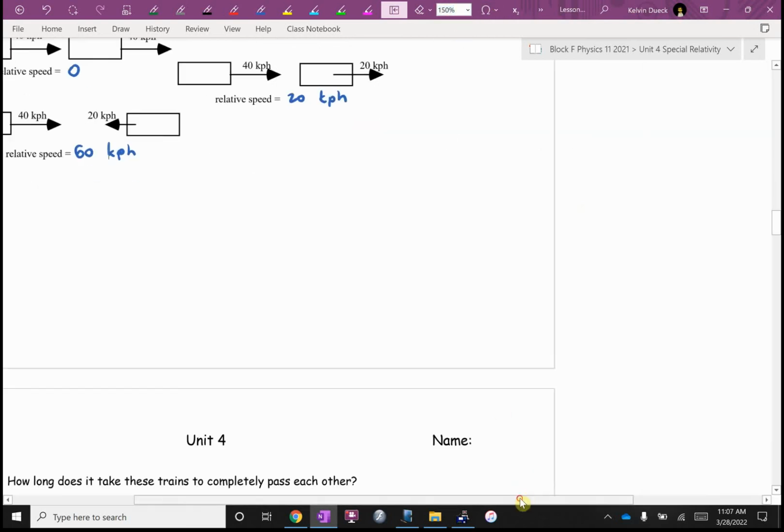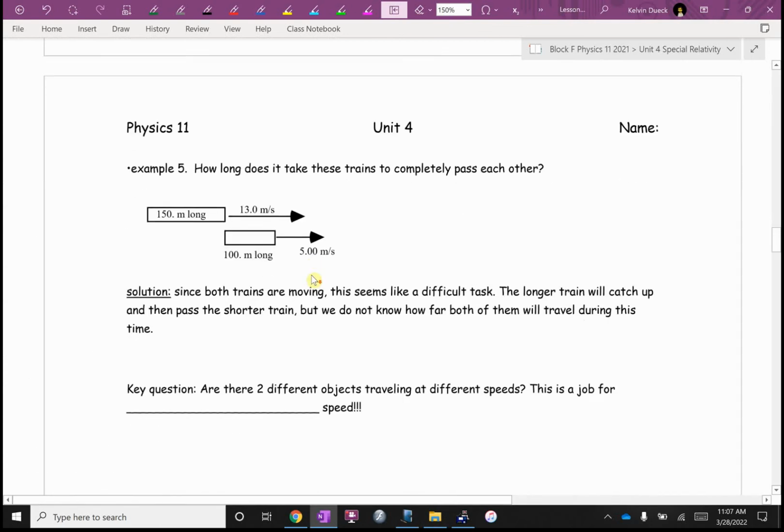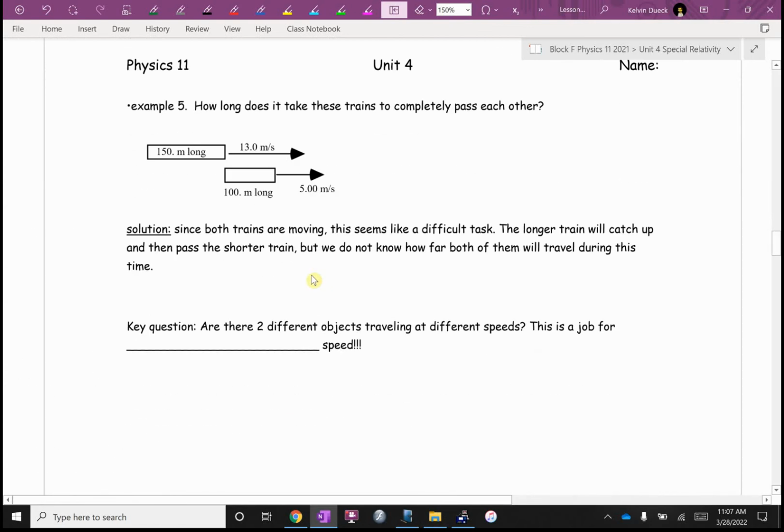I'd like you to imagine you're at an airport. Oh, no, sorry. Example 5. I like example 5. Example 5 is a nice question. Example 5 has two trains. One is traveling at 13 meters per second, one is traveling at 5 meters per second, and it asks, how long does it take these trains to completely pass each other?